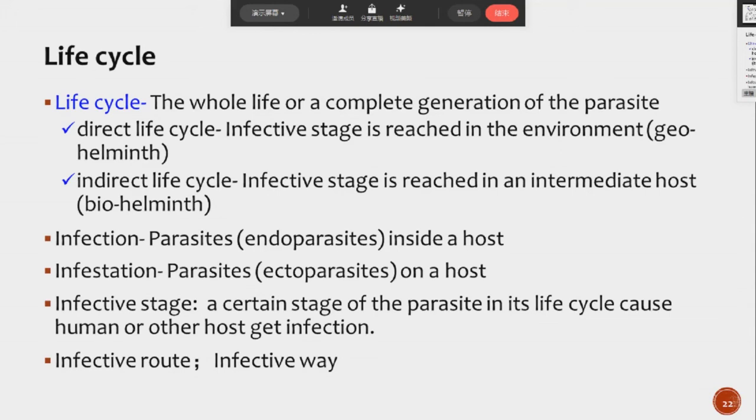That means I eat the vegetable. That is the infective way. So per oral is the infective route. So in the life cycle, you should pay attention to what the infective stage is and how we are infected. You should find out the infective route and the infective way and remember them. That is for the life cycle.